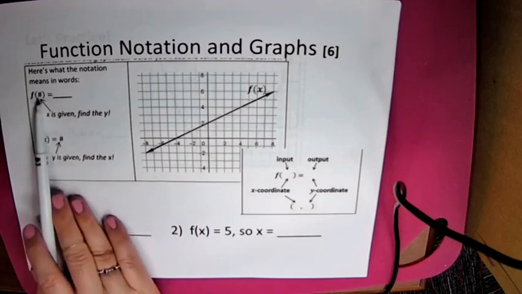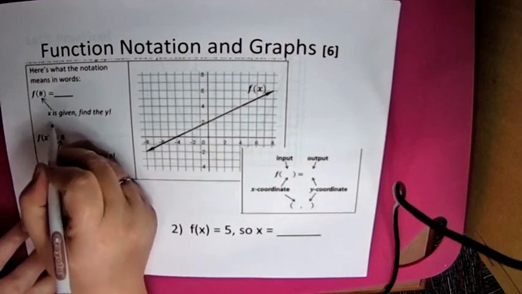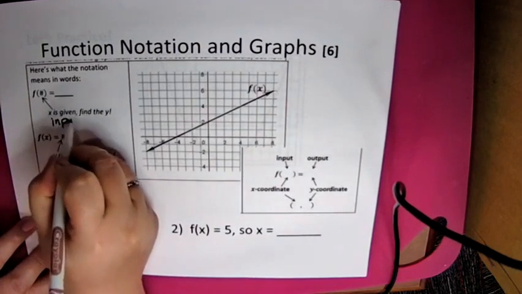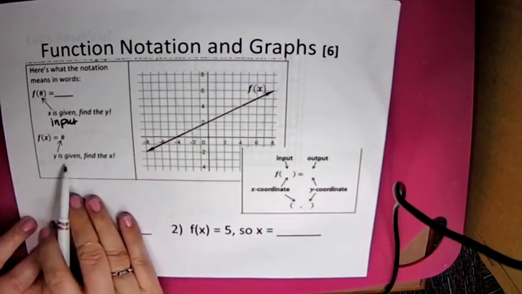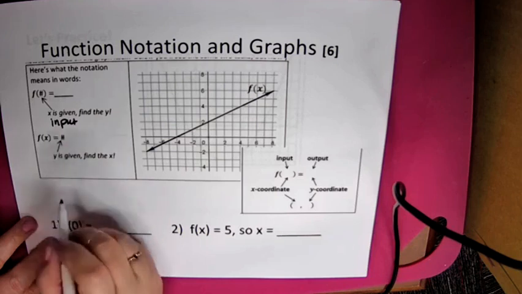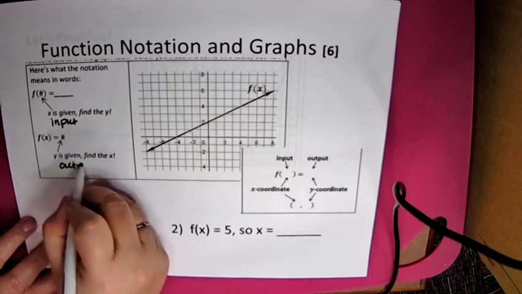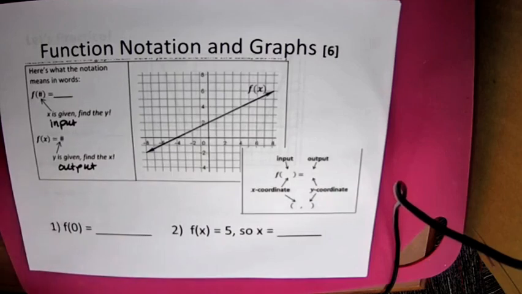Okay, so this is actually the variable. That is what's given. It's the input. So maybe I would write input here. And then what comes out, the y, is the output. So we've got x is the given and y is the output. That's going to be important.